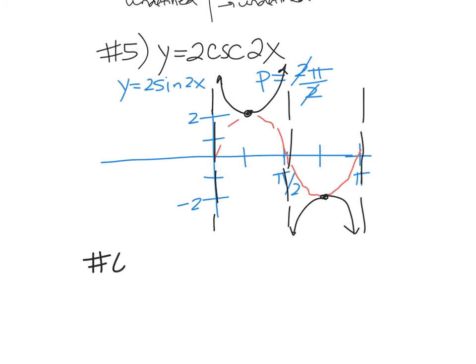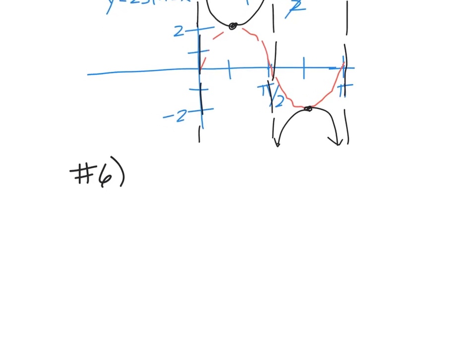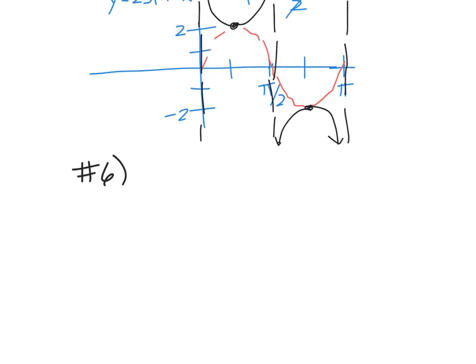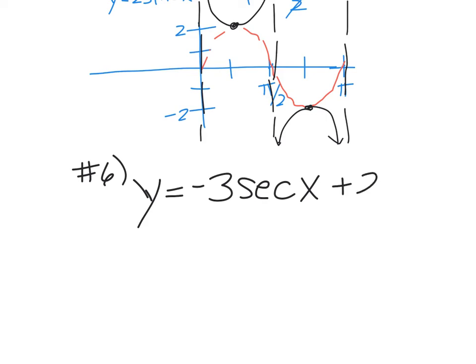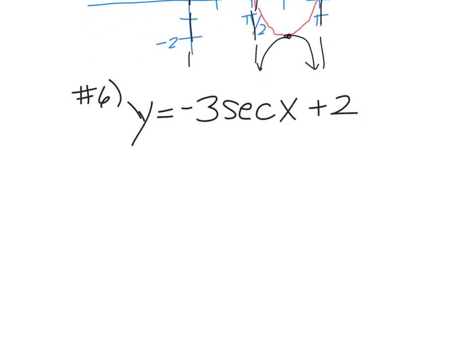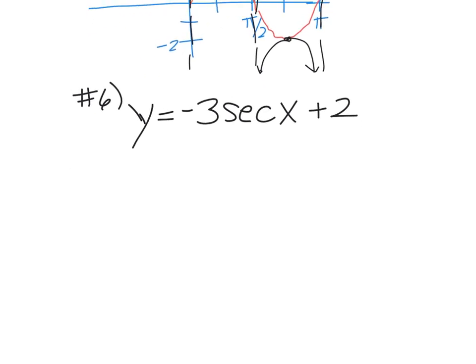Let's do a shift, a couple of shifts. You want to shift it? Yeah, let's do a secant. Y equals, well, let's do a negative -3 secant of x plus 2. Okay? Let's see what that looks like. Y equals negative 3 secant of x plus 2.